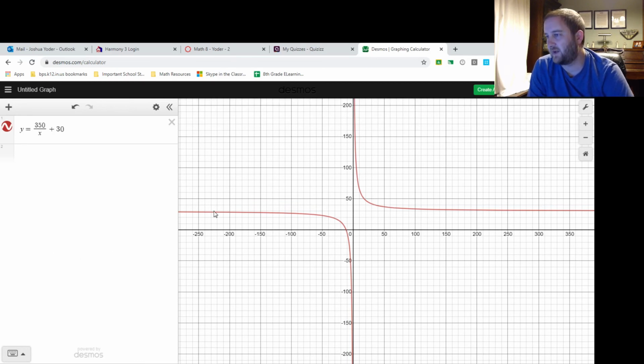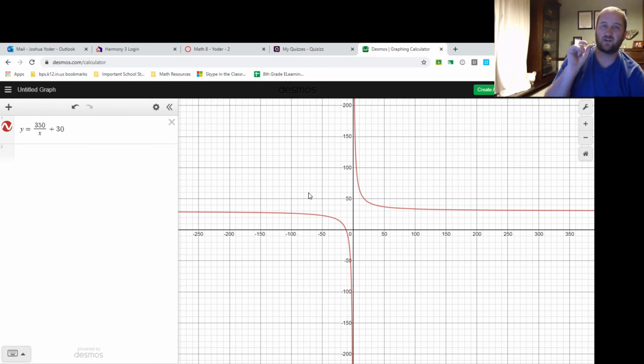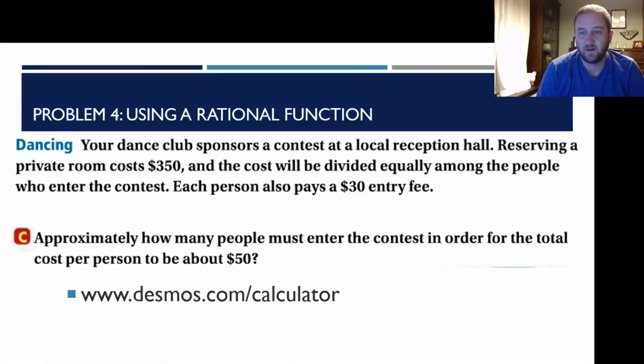We don't really want to pay attention even to this side, the left side of the graph, for this example, because you can't have negative people entering the contest, right? So this left side of the graph is really irrelevant here. Because the horizontal asymptote here is at y equals 30, the cost per person will eventually approach $30, but again, it's never going to quite reach $30 exactly, right? Unless they decide to just waive that $350 room fee, right?